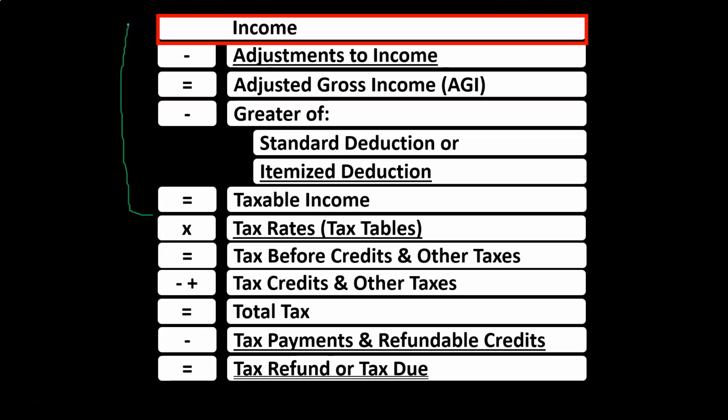And in income, we have a couple questions. One, is this something that should be included in income or not? And then two, if it is included in income, then is it going to be taxed at ordinary income rates, or is there some kind of special tax rate that's going to be applied to it? We're going to look at some of those items now that may not be included in income.